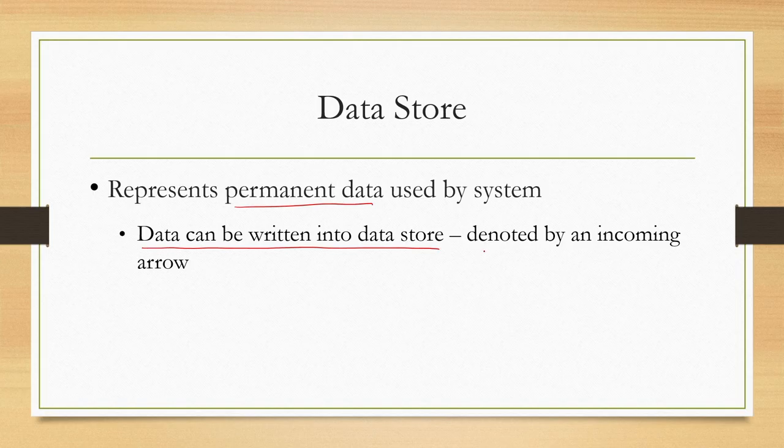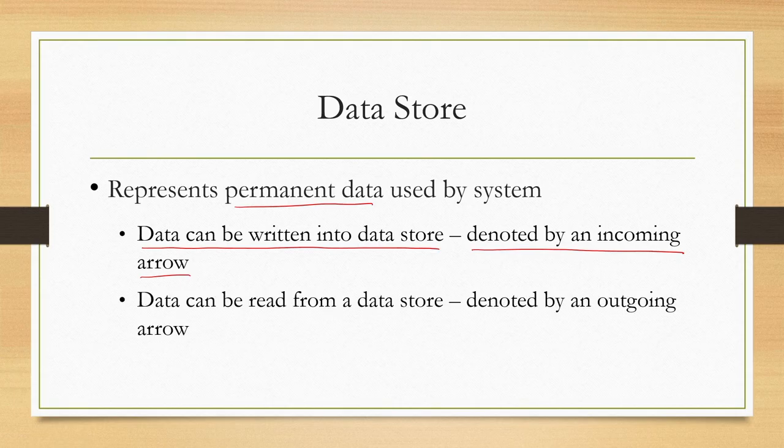In that case, it will be denoted by an incoming arrow, or data can be read from a data store. So, in that case, it will be denoted by an outgoing arrow. It is a simple convention. If data is written into a data store, indicate that by using an arrow that is going to the data store. And if data is being read from the data store, then that is represented by an arrow with the arrowhead outgoing from the data store.